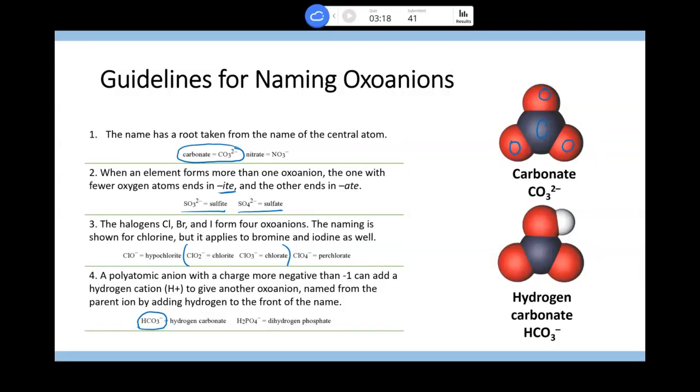In this example, we have 2 hydrogens. We have dihydrogen phosphate. And then in this particle image on the right side, we have carbonate, which is CO3 2-. If we add a hydrogen, we have HCO3-. See that hydrogen is added here: hydrogen carbonate.